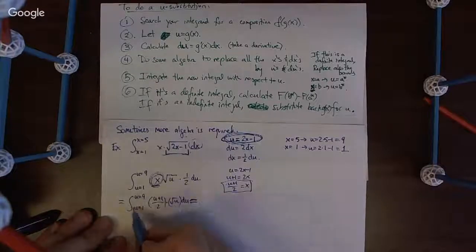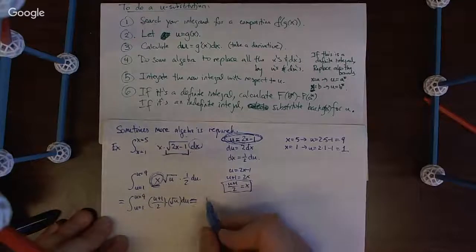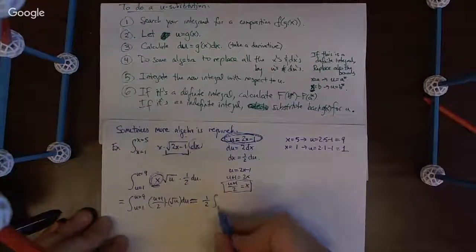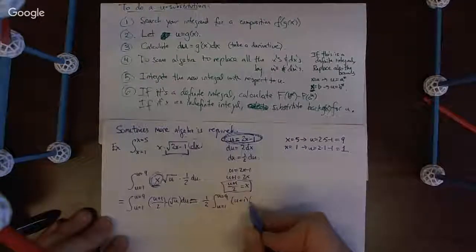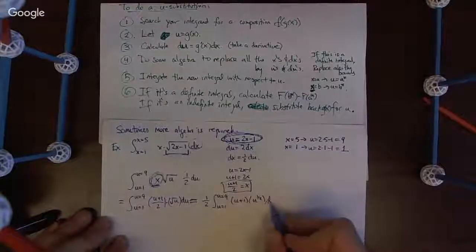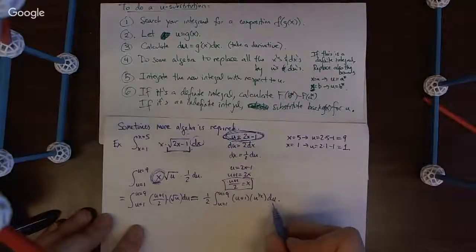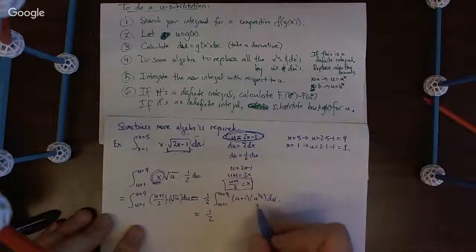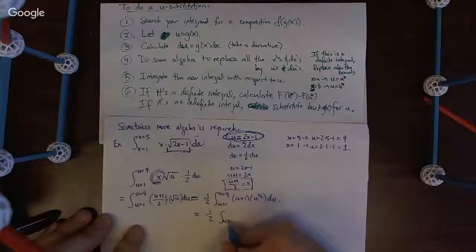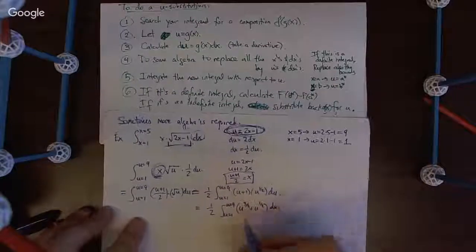But we can actually do this. When you see this as a polynomial and some roots, we can expand everything out. So first I'm going to take out the 1/2. The integral from u equals 1 to u equals 9, and then we have u plus 1 times u to the 1/2 du. And with this, I'm going to distribute it: 1/2 times the integral from u equals 1 to u equals 9 of u to the 3/2 plus u to the 1/2 du.